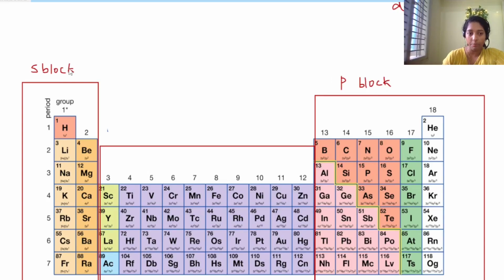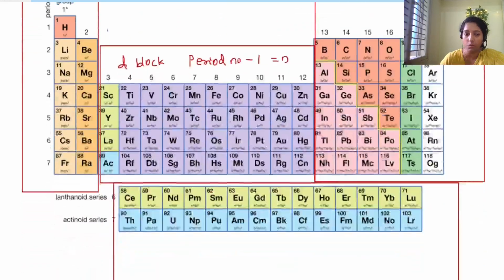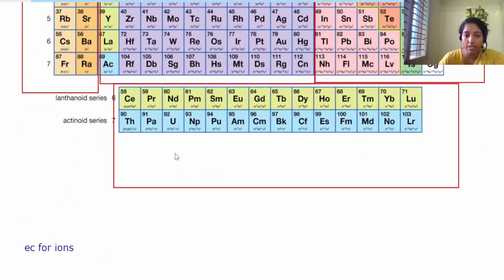So for the S block and P block, what is the principle? Period number is equal to n. And for the D block, the principle is period number minus 1 is our n value. So what is this principle? What does it mean? I will tell. And see, what about the F block? For the F block, the principle is period number minus 2 is our n value. So what does it mean?